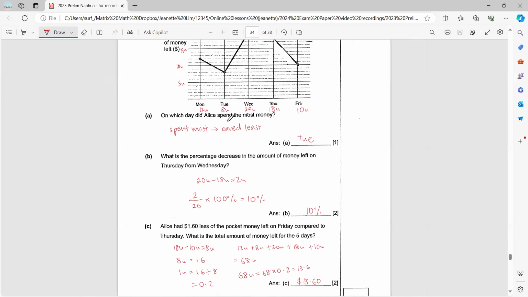Okay, so that's the answer for the last question. So that's all for this 2023 prelim Nanhua paper 2.